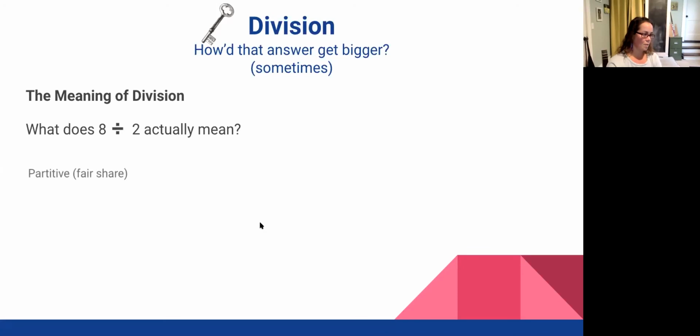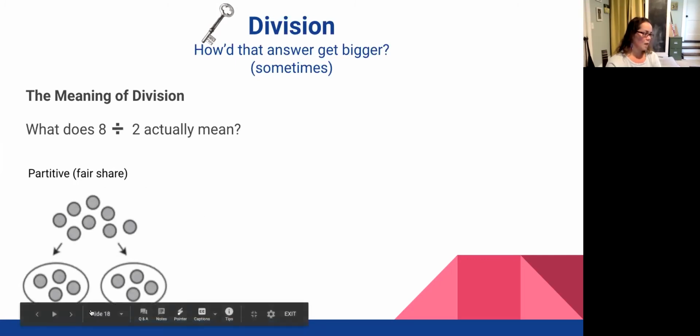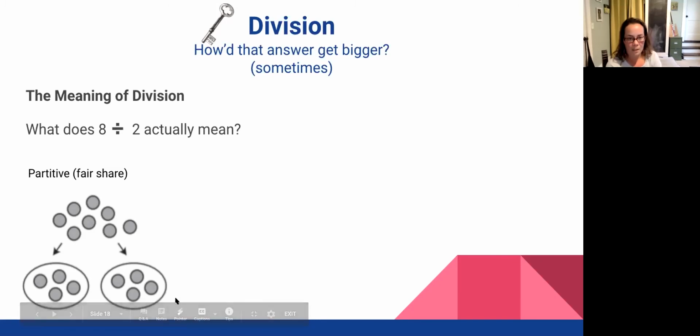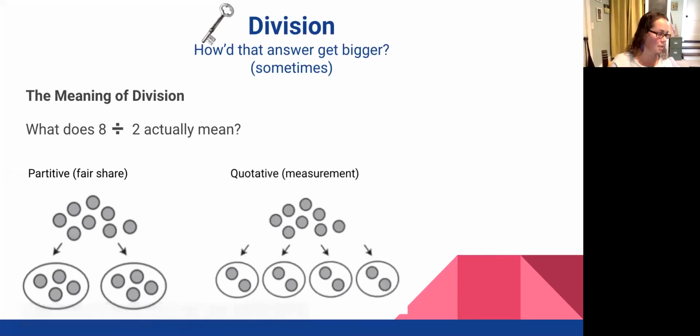So there's the partitive, fair share type of division, which we think about if we're going to divide 8, how many go into each group? So what's that fair share to each group? And then we also think about quotative or measurement division, where each piece is the same size. So how many of those pieces?